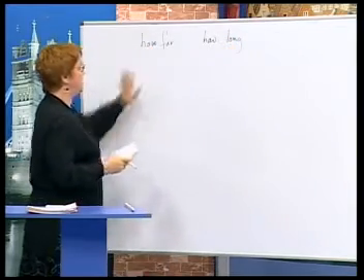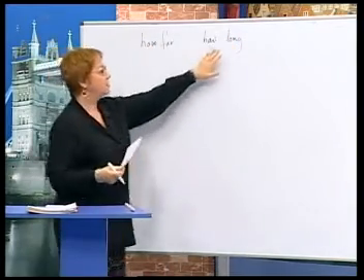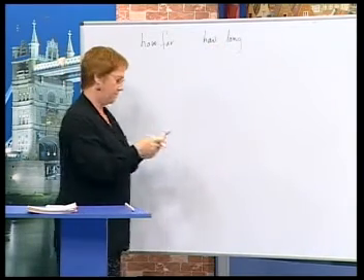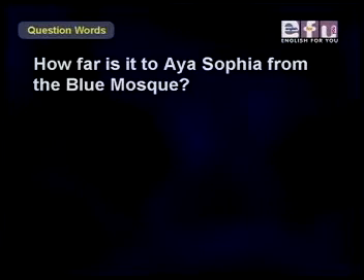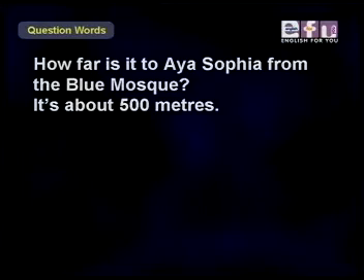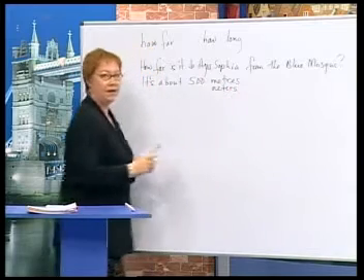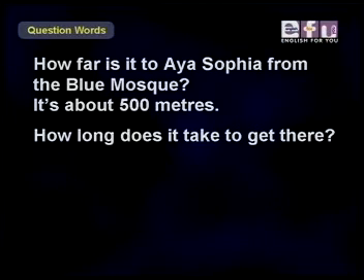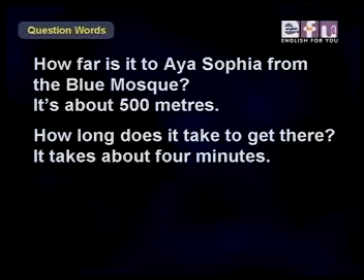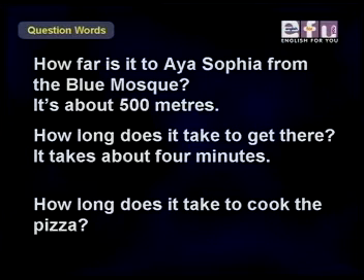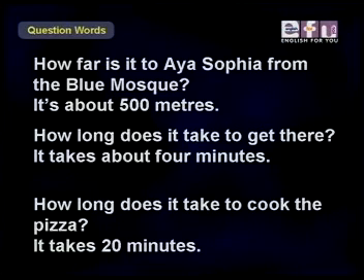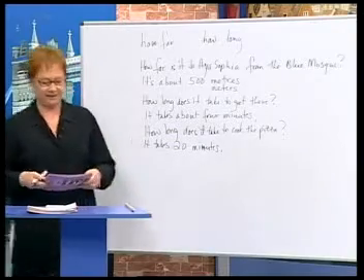Okay, this is distance, and this can be measurement or time. So, for example, how far is it to Hagia Sophia from the Blue Mosque? It's about 500 meters. Now, this is the British way of spelling. You can also spell it this way. They're both correct. How long does it take to get there? It takes about 4 minutes. How long does it take to cook the pizza? It takes 20 minutes.